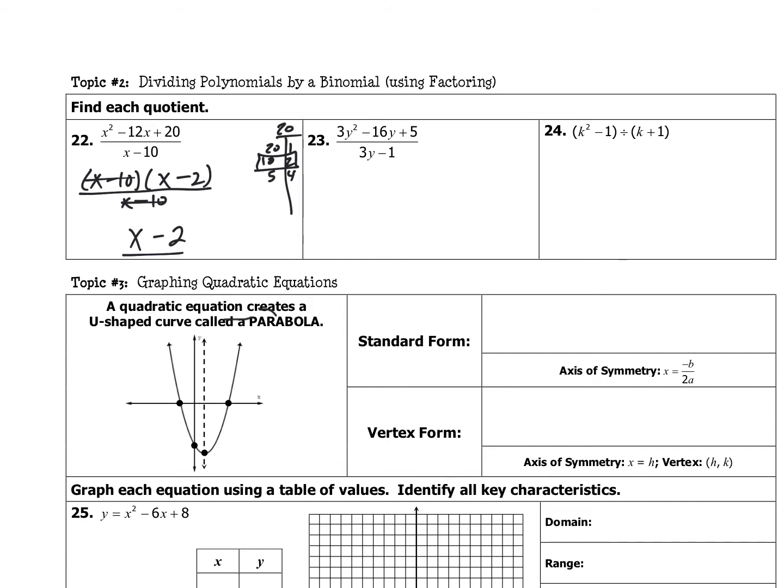23, the numerator is, this is a slip and slide. The last one I was able to just factor using the trinomial method, factors of c that add to equal b. Here I have to do some work. So I'm going to bring that numerator down here: 3y squared minus 16y plus 5. Slip and multiply.